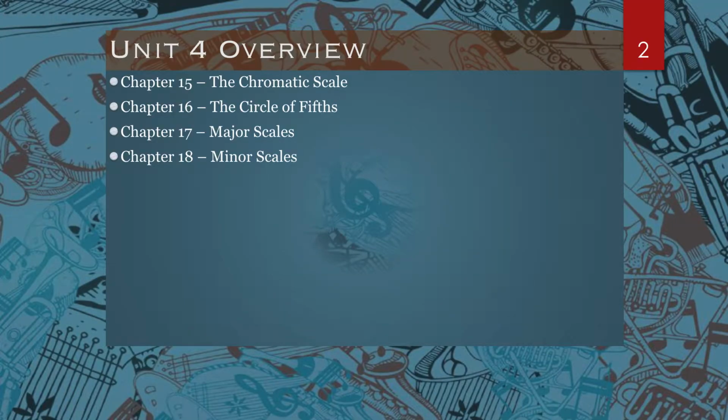So Chapter 15 is going to focus on the chromatic scale, which is the basis for most of our Western music. Chapter 16 will focus on the circle of fifths, which helps us to understand how to read and write and create major and minor scales. And then Chapters 17 and 18 will focus on our major and minor scales.